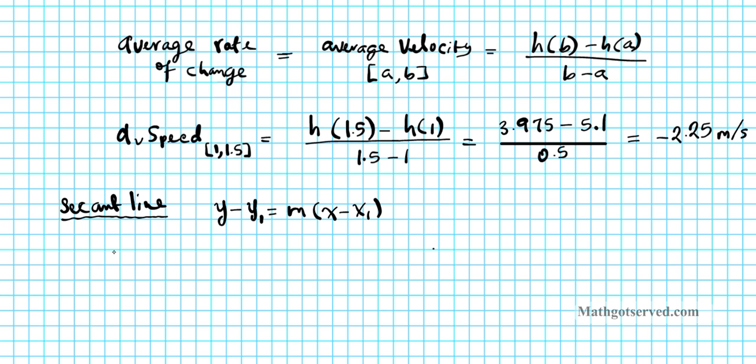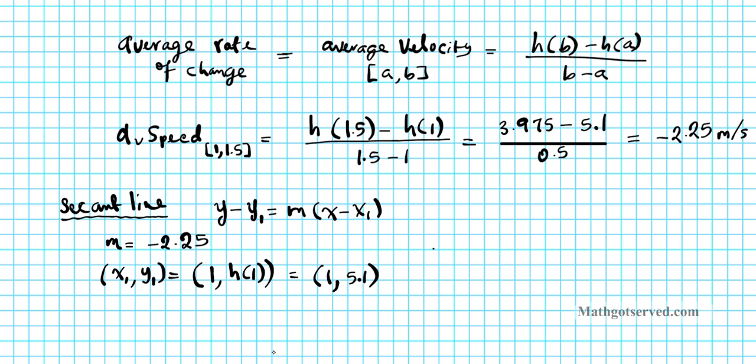Okay? So we need the slope. Guess what the slope is? The slope of a secant line is the value of the average speed, which is negative 2.25. Okay? And we need a point x1, y1. What we're going to use is 1 and h of 1. You can use 1 and h of 1 or 1.5 and h of 1.5. It makes no difference, okay? So 1 is 1. What is h of 1? What do you get as an output when you input 1 into your function? Remember we did that earlier? h of 1 right here is exactly equal to 5.1. So h of 1 is 5.1. Okay? So this is x1 and this is y1.